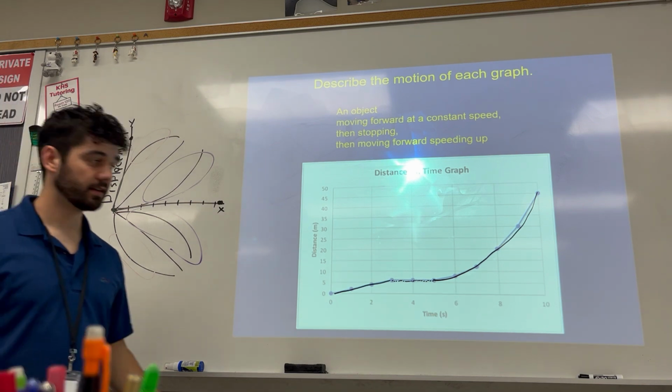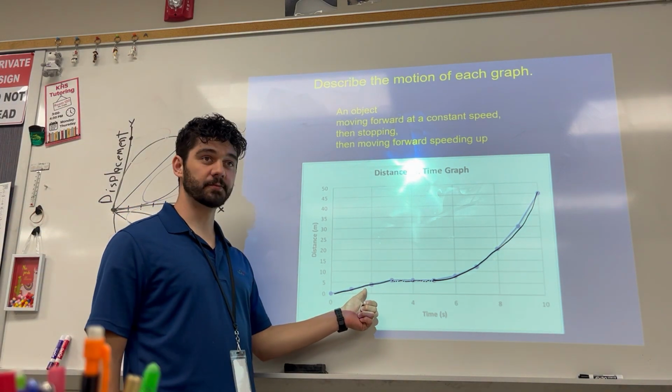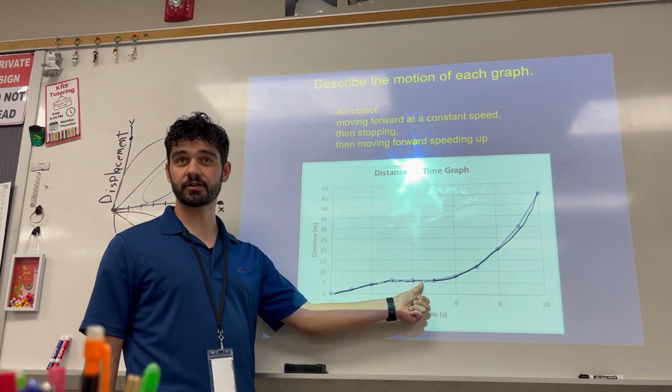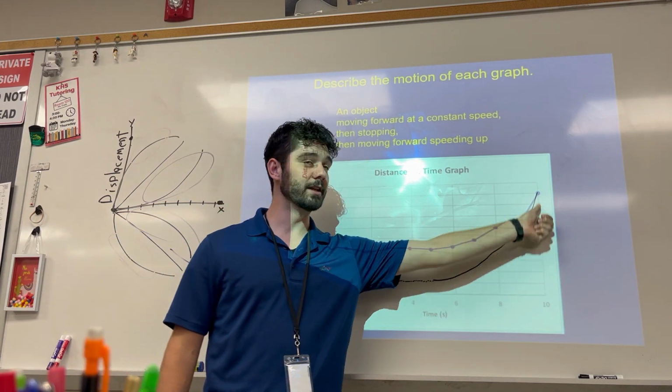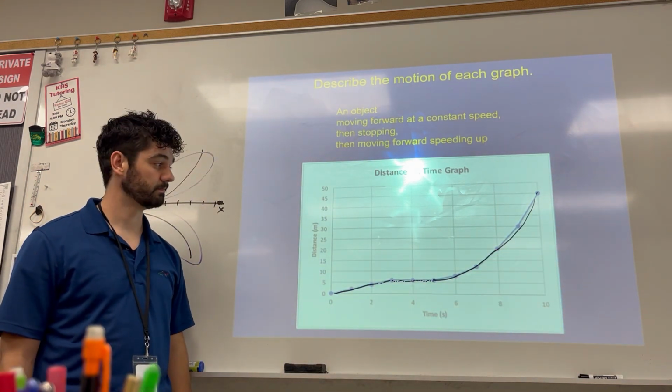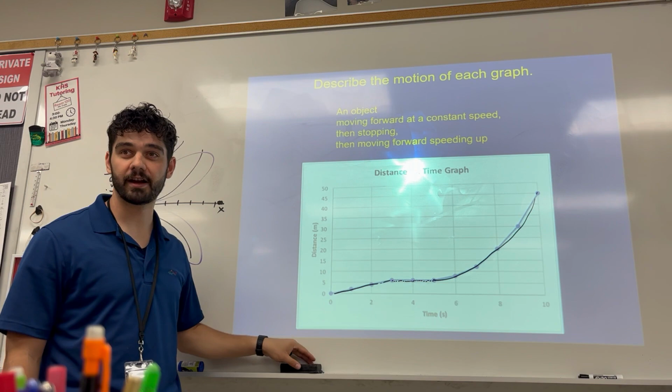Make sense? I'm walking down the street, constant speed. I stop to tie my shoe, so I'm not moving. And then a dog jumps the fence and starts chasing me, so then I gotta speed away and get faster as I go. Right? So you can make a little story out of your graph if you want.